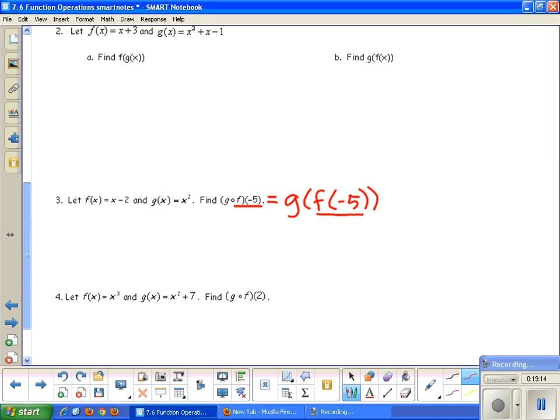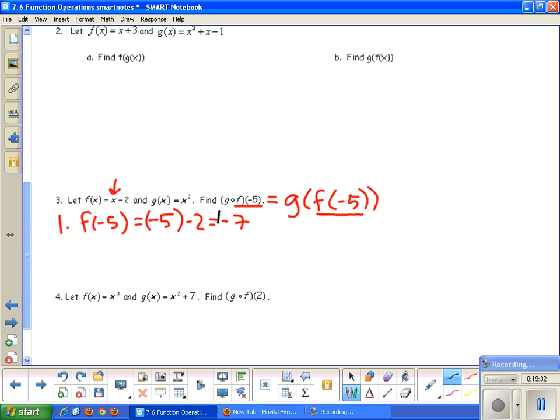So notice that my inner function is f of negative 5. That's the first thing that I want to evaluate. So that means everywhere I have an x here, I'm going to plug in negative 5. Notice I put it in parentheses. So if I combine that, I get negative 7.